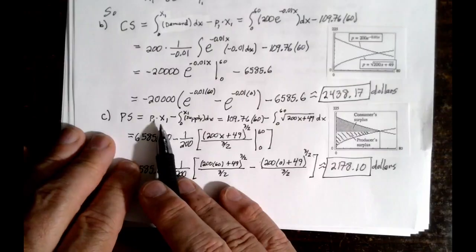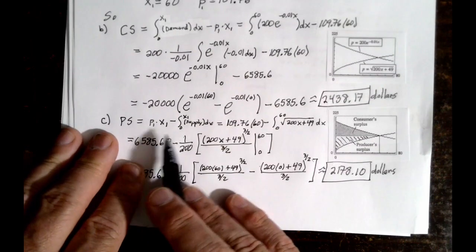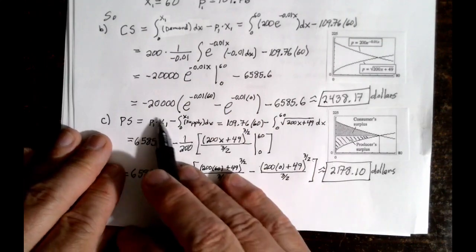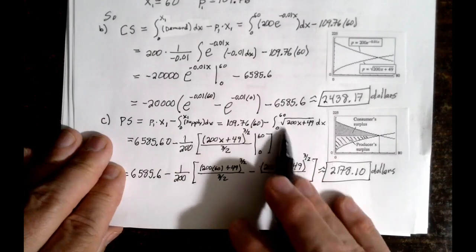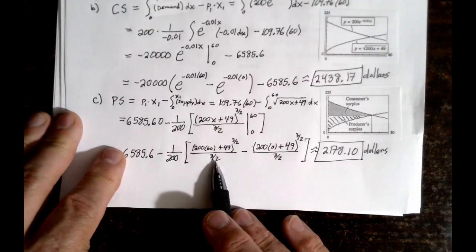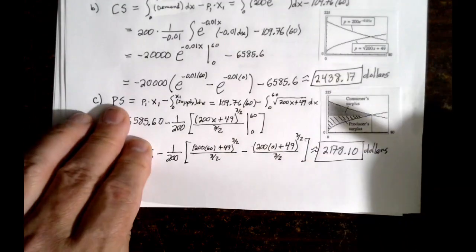Now that we know our X1, Y1, we can go right to our producer's supply, and we just have to integrate the other function, and we put in the front our P times X. And we integrate the supply, and when we do, and plug in our two values and do the subtraction and whatever, we get this number here.